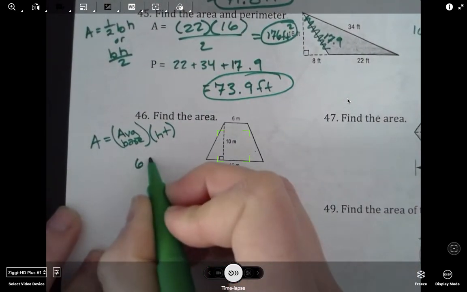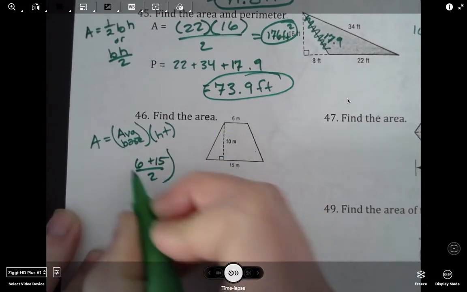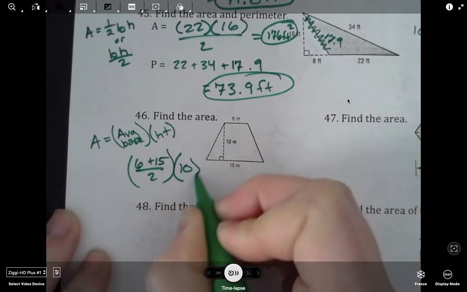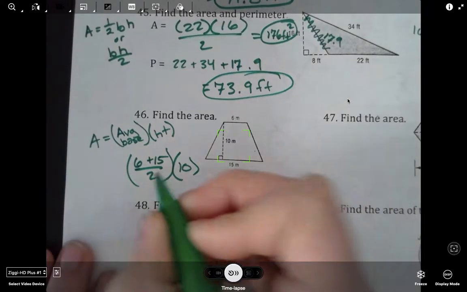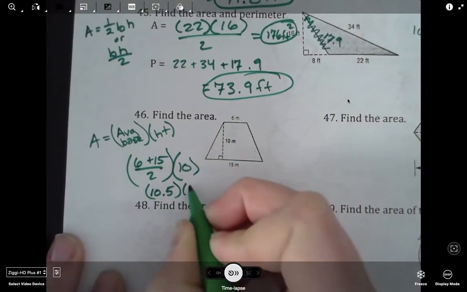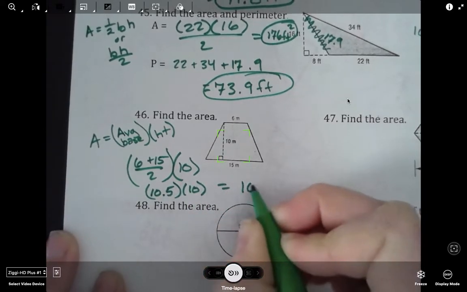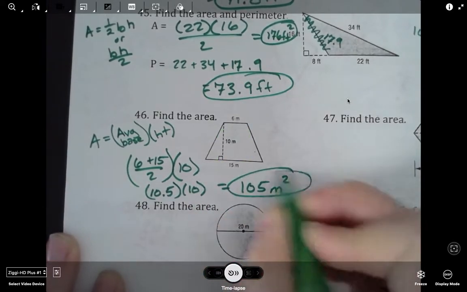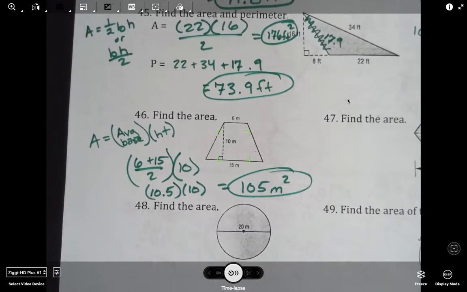The bases are 6 and 15. Add those together, divide by 2. That's the average. And I multiply that by 10. So 6 plus 15 divided by 2 is 10.5. 10.5 times 10 is 105 meters squared. The average of the bases times the height. Okay?